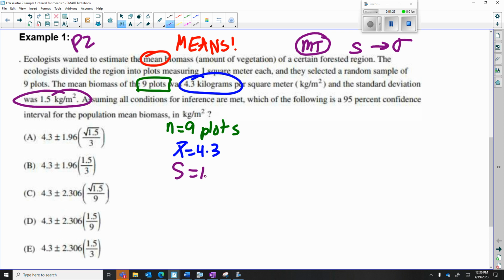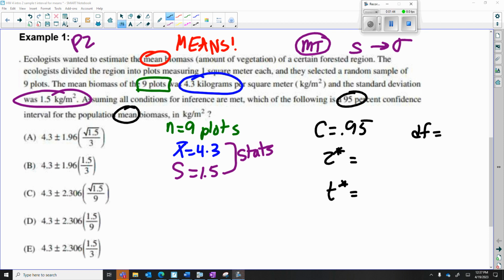I'm hoping you remember that these numbers are called statistics because they come from a sample. Now it says, assuming the conditions for inference are met, what is a 95% confidence interval for the mean? Okay, take a minute here, think about what we're going to do, and see if you can look at the choices and figure it out.